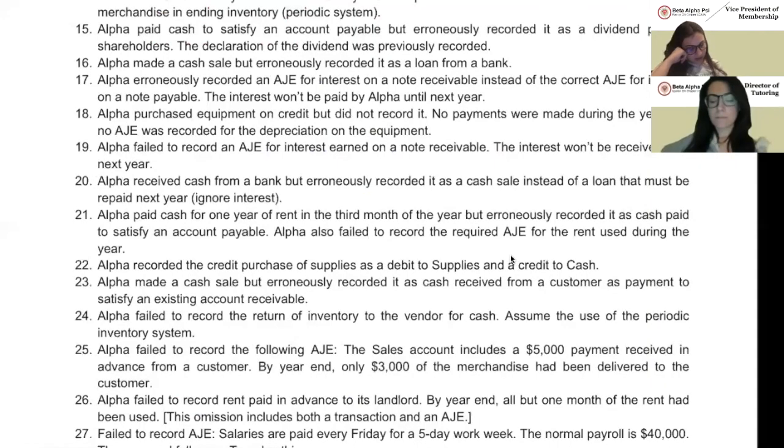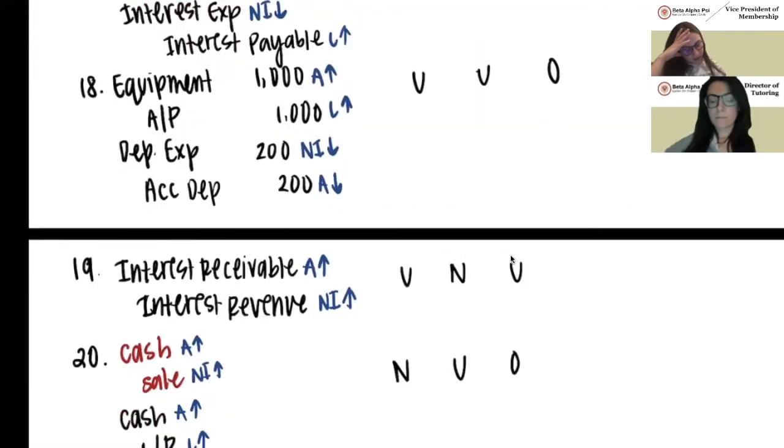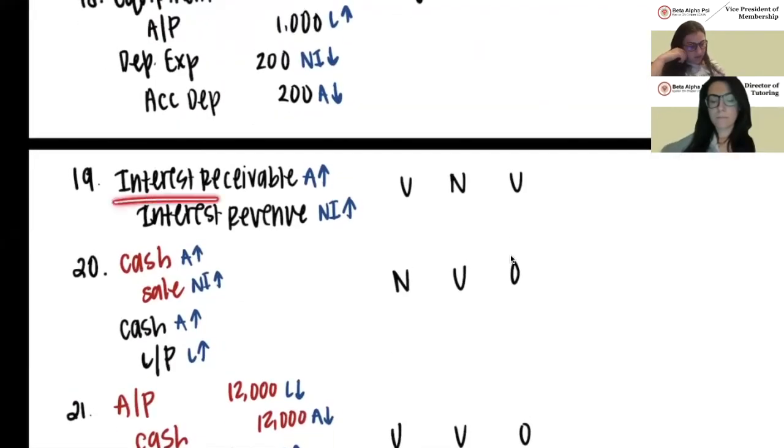Number 19. Alpha failed to record an AJE for interest on a note receivable. Interest won't be received until next year. So they just didn't record the interest, which is a debit to interest receivable, which increases our assets, and a credit to interest revenue, which increases our net income. So for assets, they were never increased, so our assets are going to be understated. Neither of these accounts affect our liabilities, so there's going to be no effect on our liabilities. Interest revenue increases our net income, it's a revenue account, and that was never done. Our net income was never increased, so our net income is going to be understated.